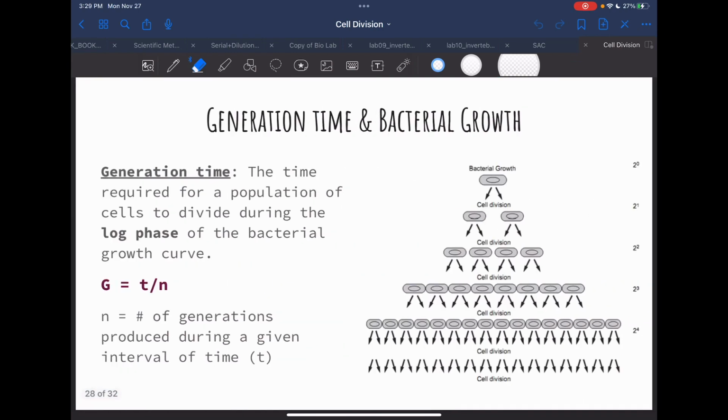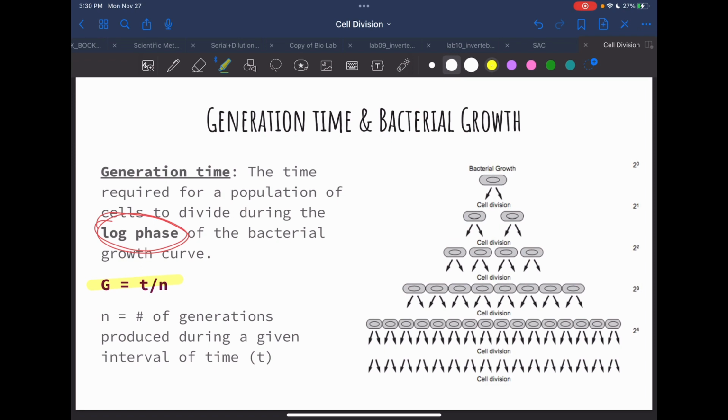Just a little bit of a refresher on generation time. It is the time required for a population of cells to divide during the log phase, and that is super duper important, so I'm going to circle it, of the bacterial growth curve. This is actually the equation that we're going to use. It's just a little misleading because it looks super duper easy. It looks like you're just going to divide two different numbers together and get the answer, but there's actually more of a backwards method in calculating this generation time using this equation.